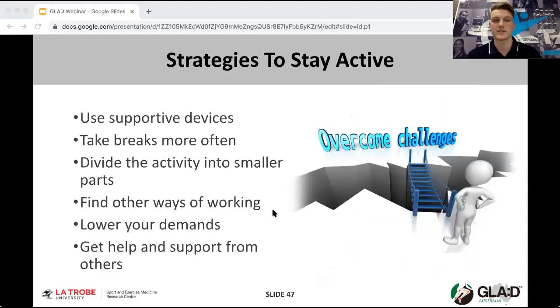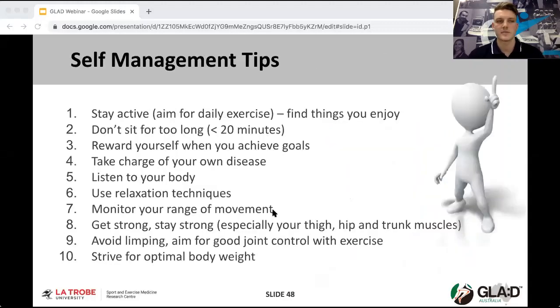Alrighty, so here are some strategies to stay active. Using supportive devices can help. Taking breaks more often. Divide the activity into smaller parts, which is a really nice strategy as well. Find other ways of working. Lower your demands and get help and support from others. And some self-management tips as well. So we'll just run through them.